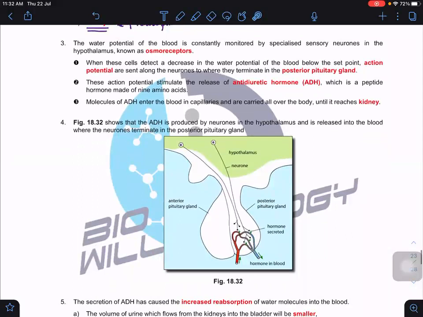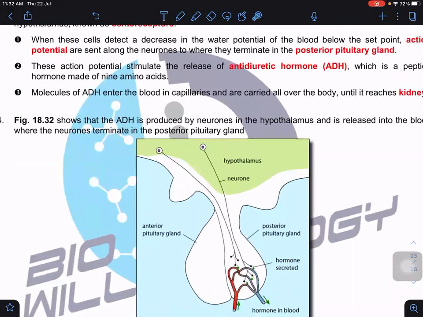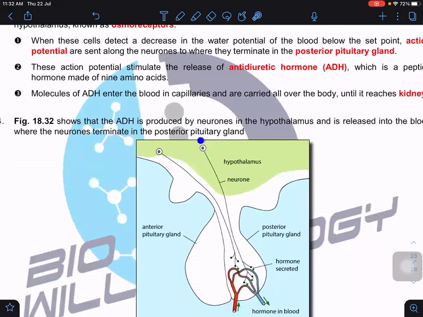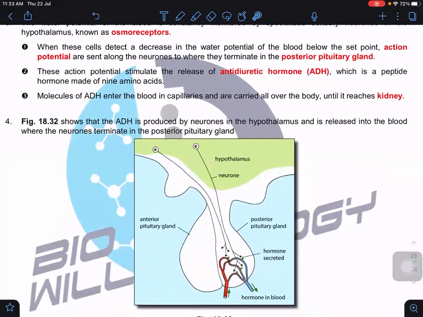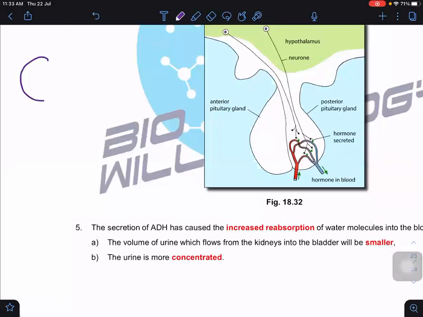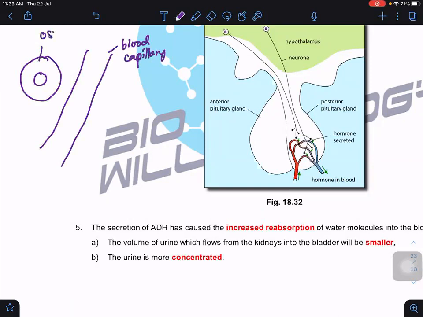So the water potential of the blood is constantly monitored by specialized sensory neurons in the hypothalamus, known as osmoreceptors. These osmoreceptors have the ability to detect a change in the water potential. So, very quickly here, this is the osmoreceptor cell, and this is the blood capillary.